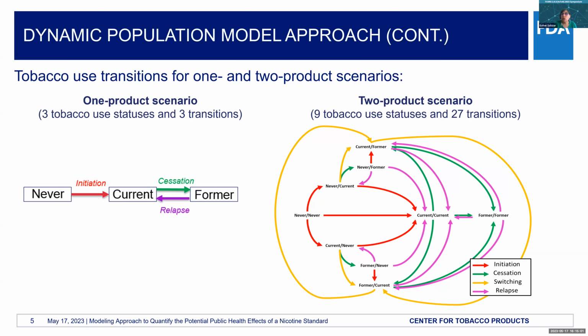On the right, we can see a two-product scenario with 9 possible use statuses in which the first and second terms correspond to the use of first and second products respectively. This scenario allows the model to monitor in total 27 potential transitions, classified into 4 groups, represented in this graph by colors, associated with product initiation, cessation, switching, and relapse. In the next few slides, I will present an example considering this two-product scenario and considering data from cigarettes as well as for non-combusted tobacco products.